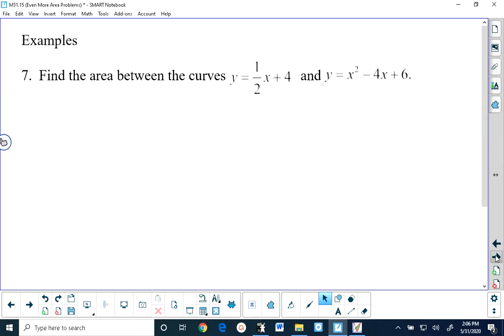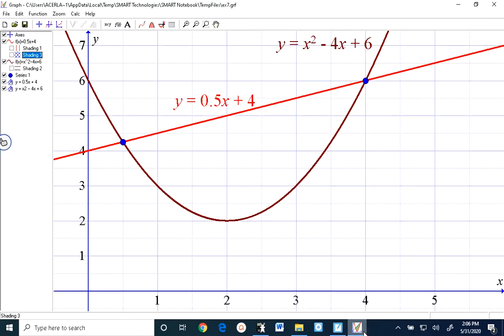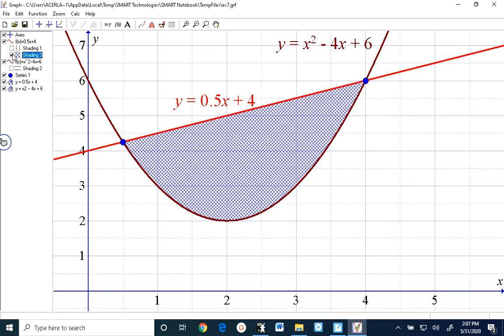Example 7 asks us to find the area between two curves. One of the curves is y equals 1/2 x plus 4, and the other curve is a quadratic function, y equals x squared minus 4x plus 6. And if we were to take a look at these two functions, this is what they look like. Because they intersect and enclose an area, you're not told in this problem, example number 7, the lower boundary of the area and the upper boundary of the area.